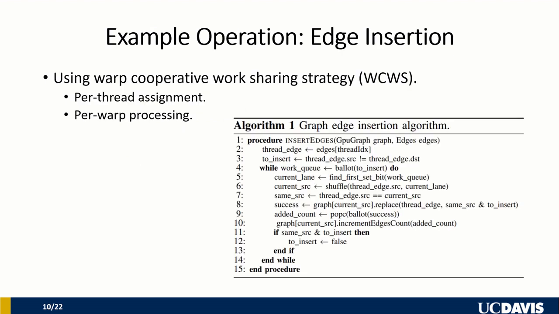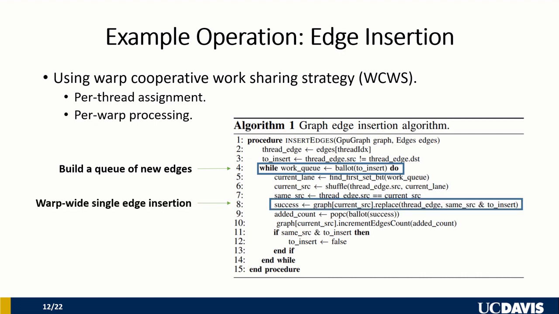I would like to highlight one of the design decisions that was used in SlabHash and that we use as well in our work, which is a warp cooperative work sharing strategy. In this strategy, each thread has its own assignment, but the processing is done with the warp. We can break this strategy into three steps. The first is where we build a queue of the new operations we would like to perform. Then we perform each of these operations one at a time using the whole warp.